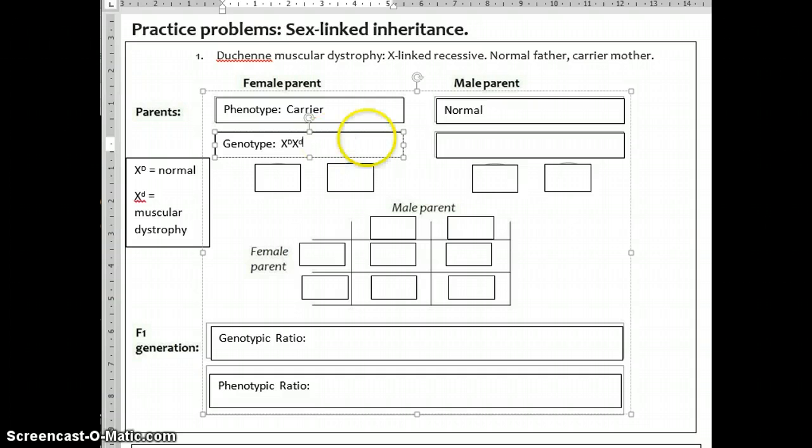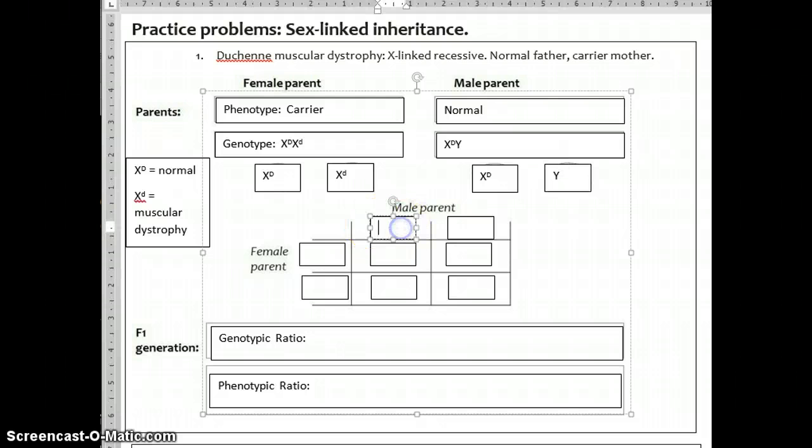Hopefully you're saying it along with me. The male parent, on the other hand, is a normal, healthy person. So his genotype has to be X capital D, and because he's a male, he only has the one copy, so he's lucky in this case, Y. So the two options that can be passed on to children: the female parent can pass on either the X capital D or the X little d to her children. The male parent can pass on either the X capital D that he has or can pass on the Y.